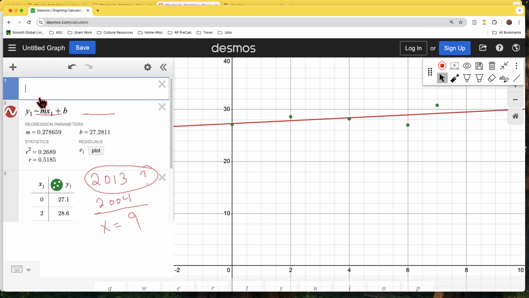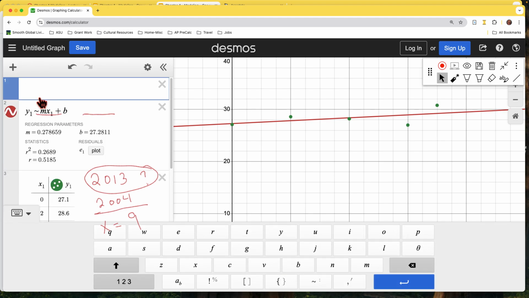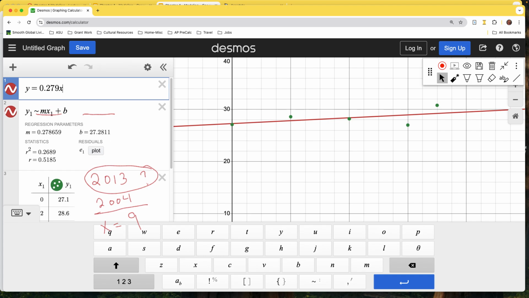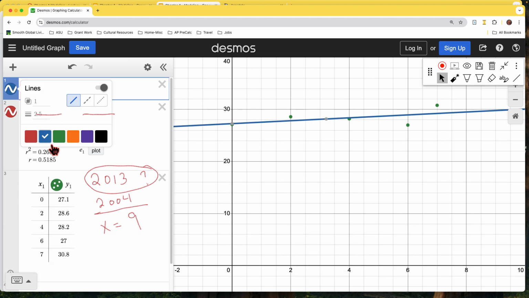We're going to add in the actual equation, which is y equals 0.279 x plus 27.28. We're rounding to 3 decimal places. Let's say they said round the B1 to 2 decimal places. So we're following the instructions. This is what we told Moore was the equation. We now have it here. I'm going to change its color to blue. And you see it's pretty close, but it's actually going to give us slightly different values, to be accurate.